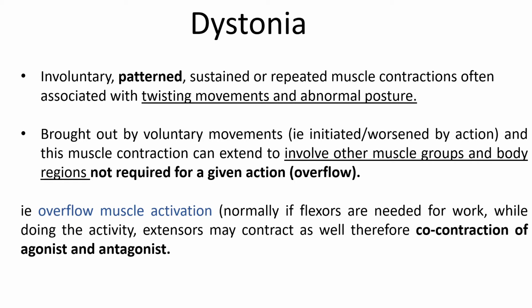And also dystonia is said to be brought out by voluntary movements, that is, initiated or worsened by an action, and the muscle contraction actually extends to involve other muscle groups and body regions that were in the first place not required for the given action, right? So this phenomenon is known as overflow muscle activation. For example, for a particular work, we need flexors. So flexors are needed for the work while doing the activity, but extensors may contract as well during that activity. So there is something known as the co-contraction of agonist and antagonist. Please know that tremor has alternate contraction of agonist and antagonist, but dystonia has a co-contraction of agonist and antagonist.